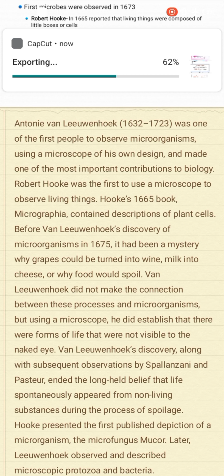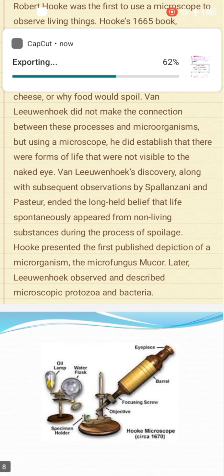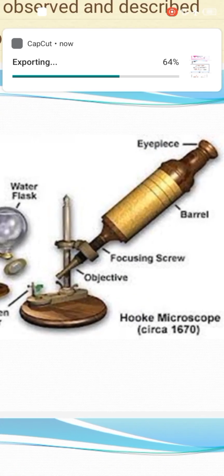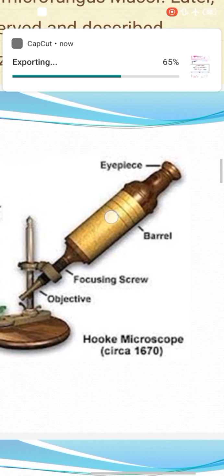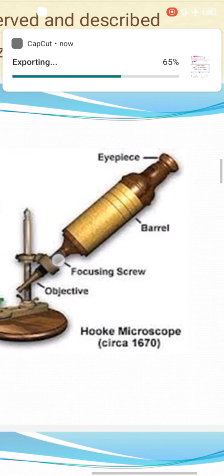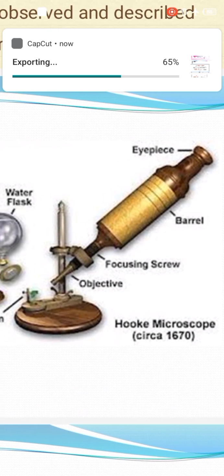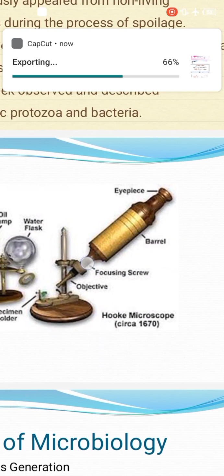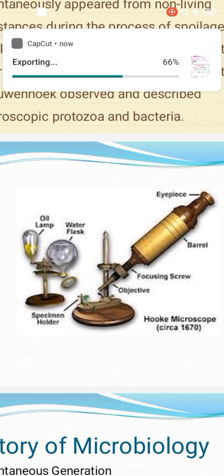Now, coming to slide number 8, you can see the simple microscope. He observed and described microscopic protozoa and bacteria through this simple microscope system. This system included an eyepiece, a barrel, and a focusing screw. There were screws to focus the lens. Then there was the objective, and then we had different oil lamps and procedures for the illumination process.